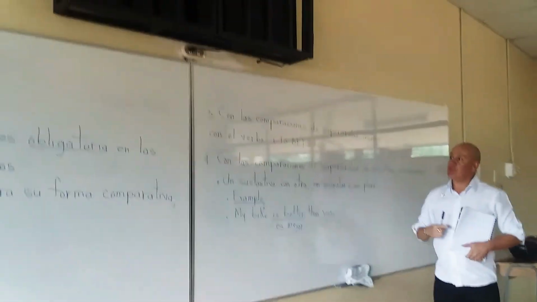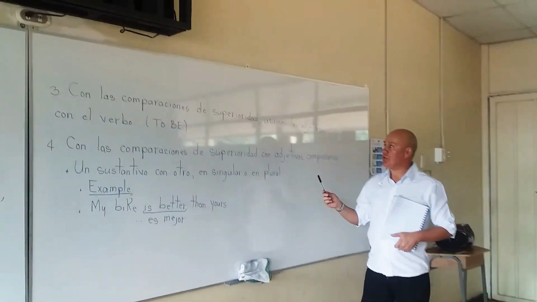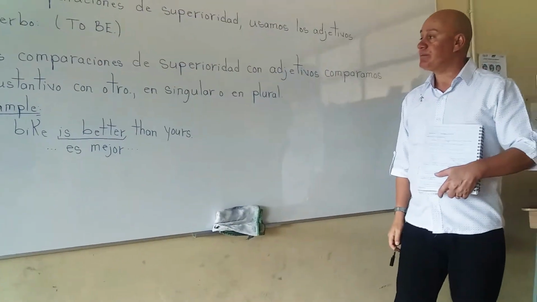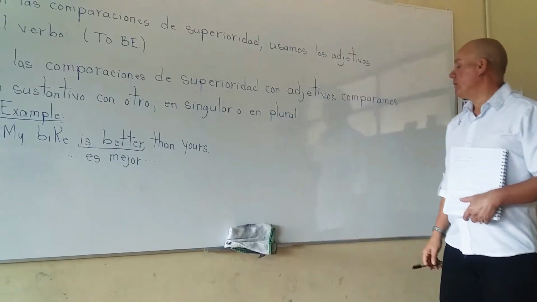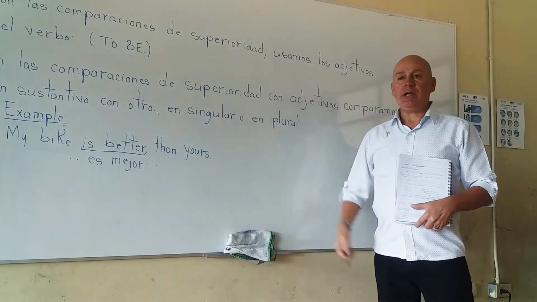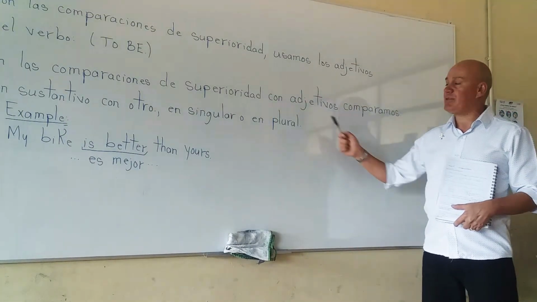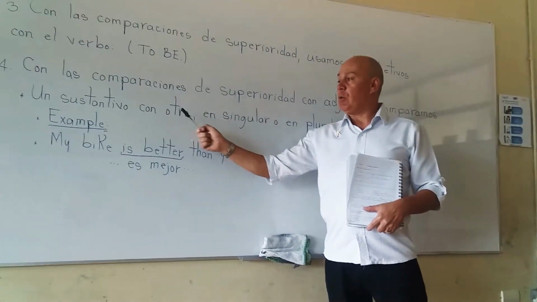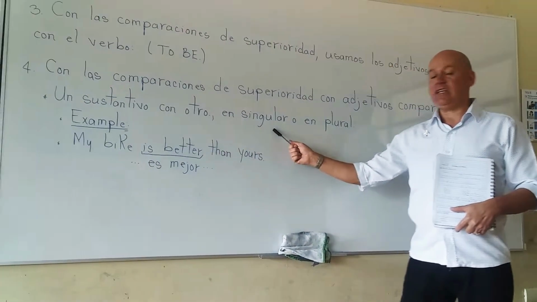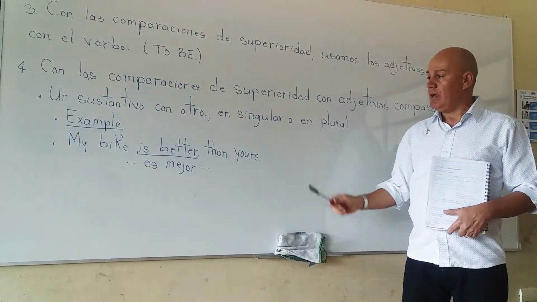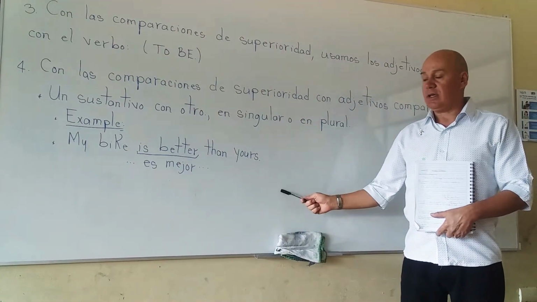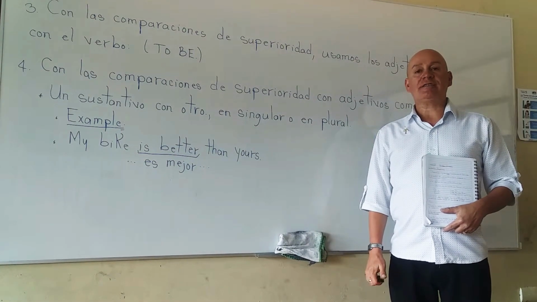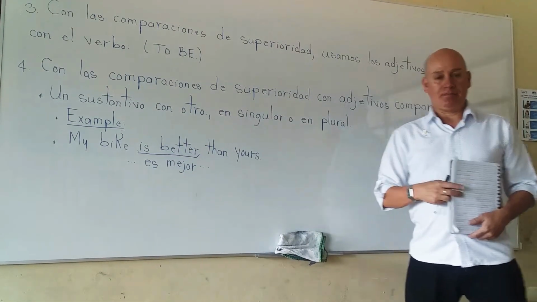With the superiority comparisons, we use the adjectives and the verb to be. With the superiority comparisons with adjectives, we compare one noun with another one, in singular or in plural. Example, my bike is better than yours. My brother is taller than me.